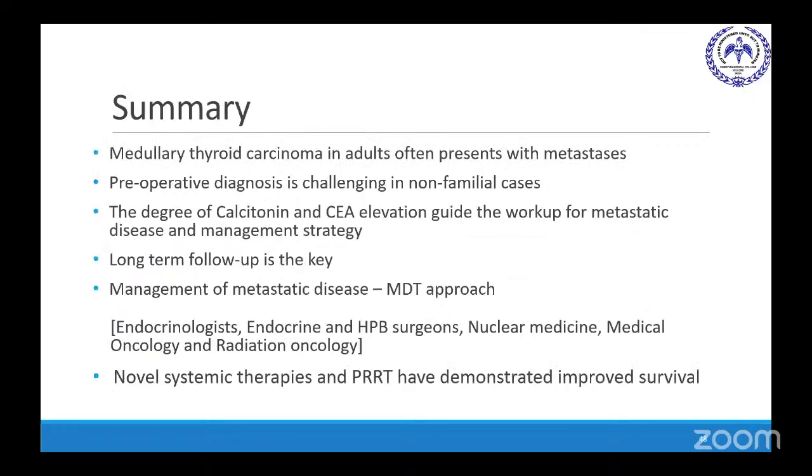To summarize, the medullary thyroid carcinoma in adults often presents with metastasis, and the preoperative diagnosis can be quite challenging, especially in non-familial cases. And the degree of calcitonin and CEA elevation and their doubling times can be used as a powerful marker for their follow-up. And long-term follow-up is the key in the management of MTC, and ideally, the management option should be discussed in MDTs. And novel systemic therapies, including the newer tyrosine kinase inhibitors and PRRT, have demonstrated improved survival. Thank you.